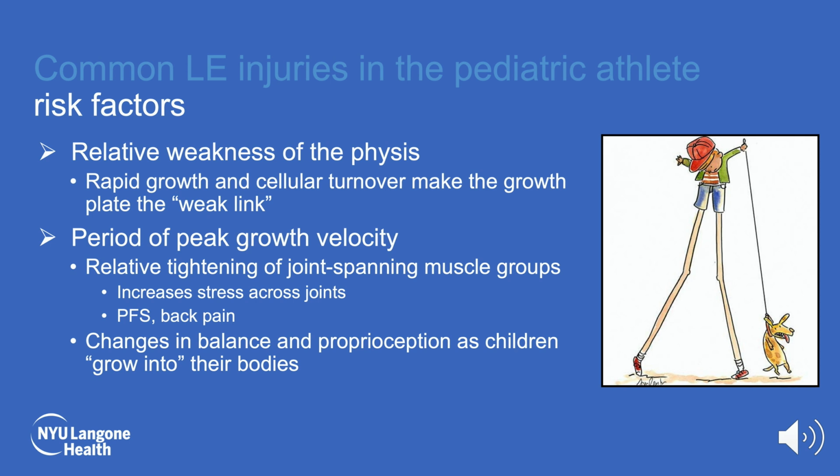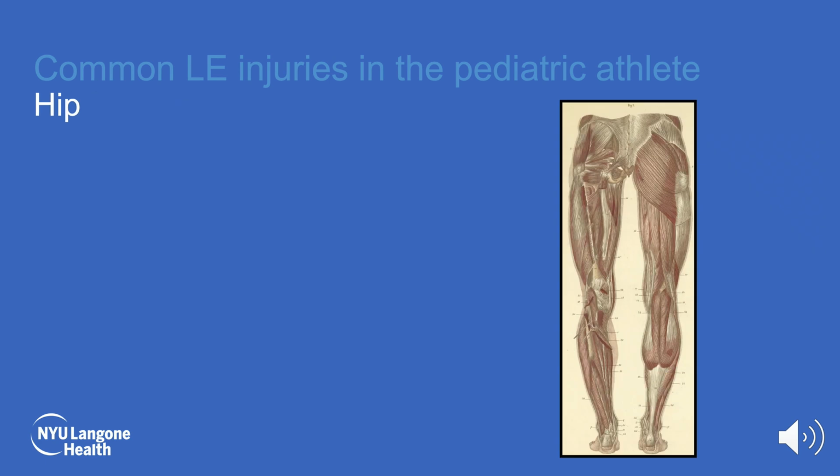During this time, they experience a relative tightening of the joint spanning major muscle groups, which in turn increases stress across joints. And so this is a time where it is not uncommon to have kids present with patellofemoral syndrome or back pain. And then additionally, kids actually go through an awkward stage, so there are changes in balance and proprioception as kids grow into their new bodies. That's what this picture is demonstrating, and because of this awkward phase, we actually see them experience more falls and so traumatic injuries as a result.